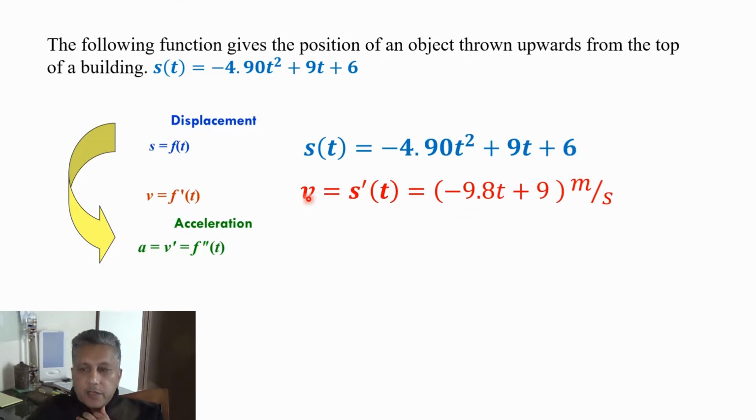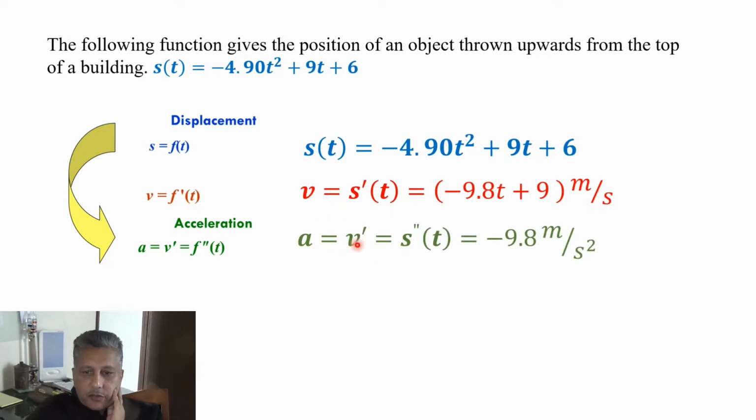We know that velocity is going to be meters per second. If it was acceleration, it would be meters per second squared, but it isn't, it's velocity. Let's go and get the acceleration formula. It is the second derivative of displacement and the first derivative of velocity. So let's go and deal with that.